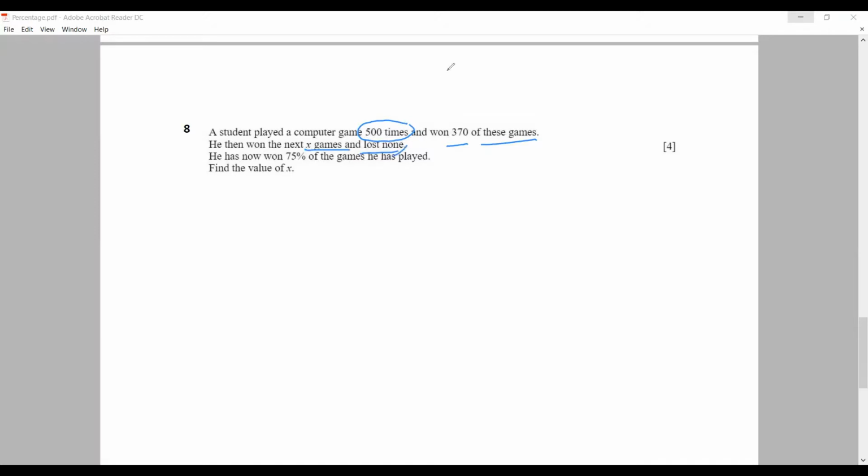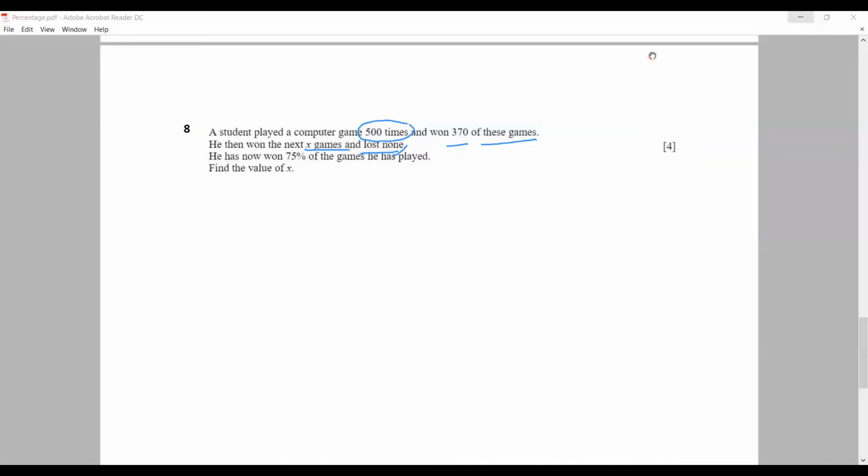Okay, so it's getting a little bit confusing, but you probably have to read it a few times to understand. So he plays 500 times at first, out of which the number of wins is 370, and then he won the next X games and lost none. He has now won 75% of the games he has played in total, right? In total. Find the value of X. Okay, so how shall we start?